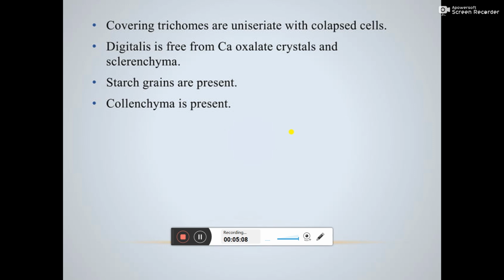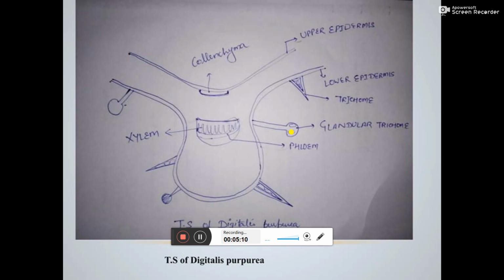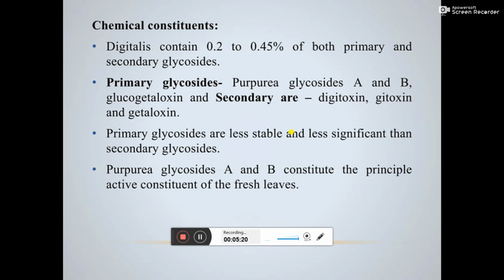So this is about microscopy of digitalis leaves. Here the figure shows the complete details of the tissue which is present in the digitalis. After that, chemical constituents. Digitalis contains 0.2 to 0.45% of both primary and secondary glycosides.